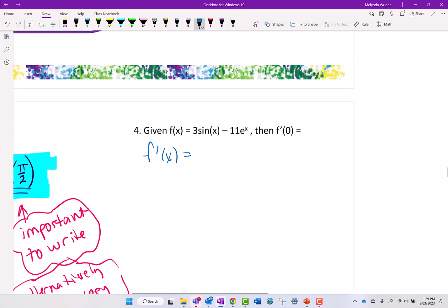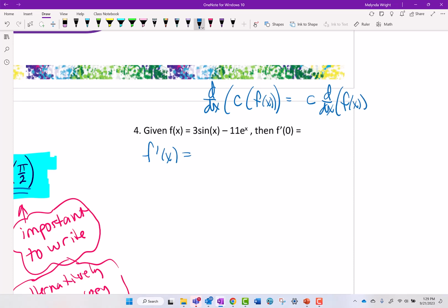So let me remind you, a couple of days ago we learned this derivative rule: the derivative of a constant times a function. We can pull the constant on the outside and do the derivative of the function. Remember that? It's called the constant multiple rule. We're allowed to do that. I'm going to do that rule twice, here and here. I'm not going to mess with the 3 and the negative 11. I'm just going to pull it aside, ignore it, and then apply it.